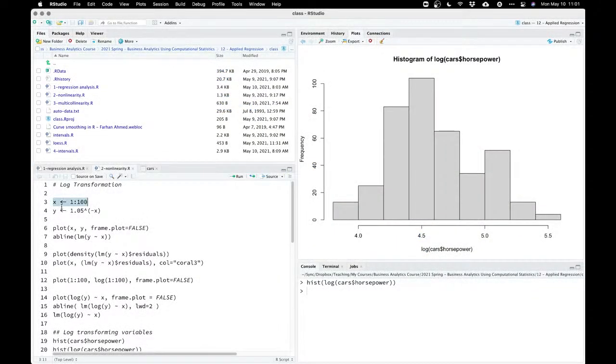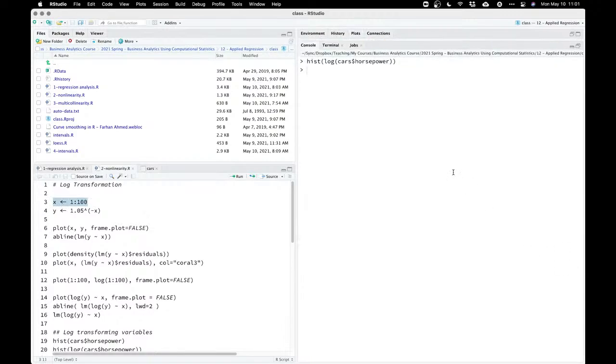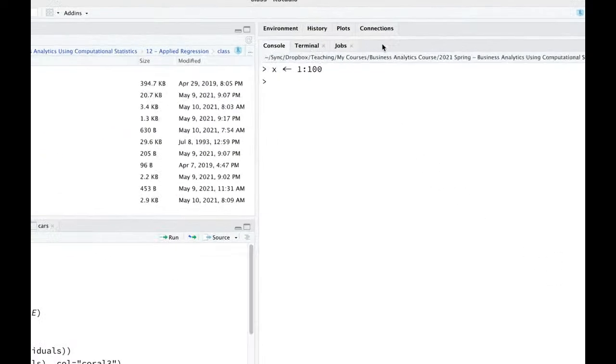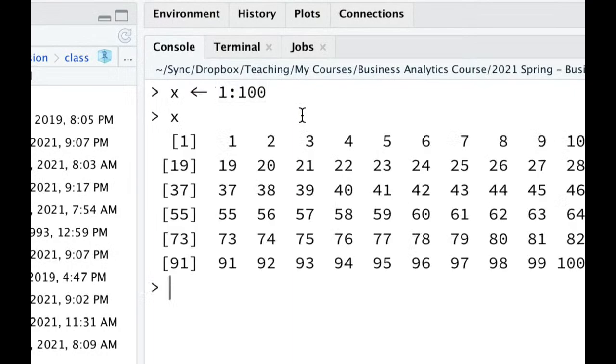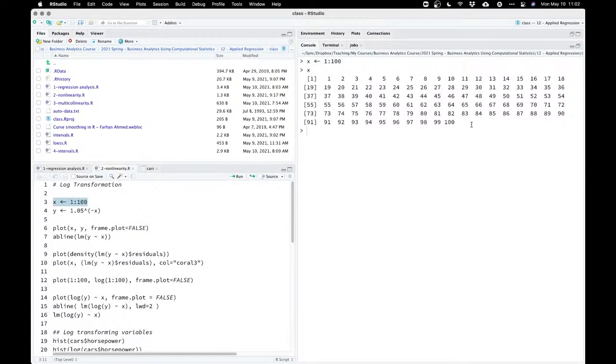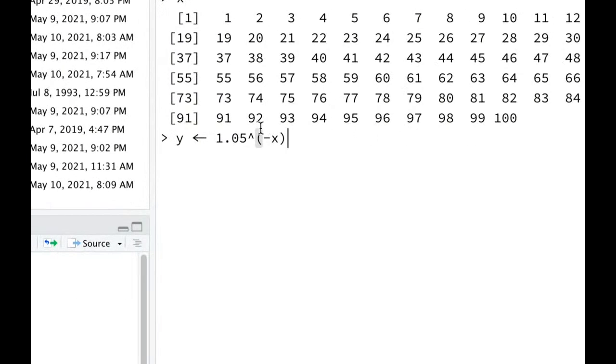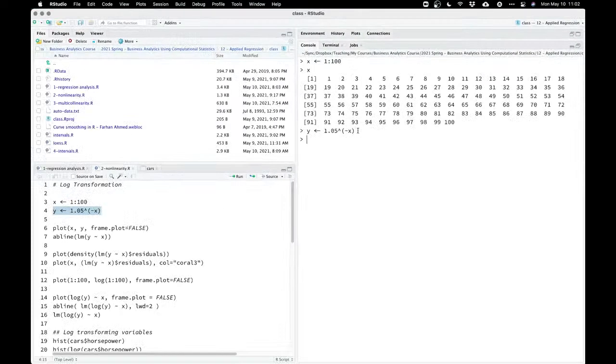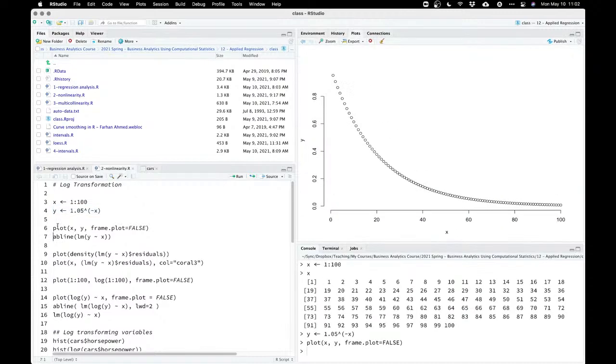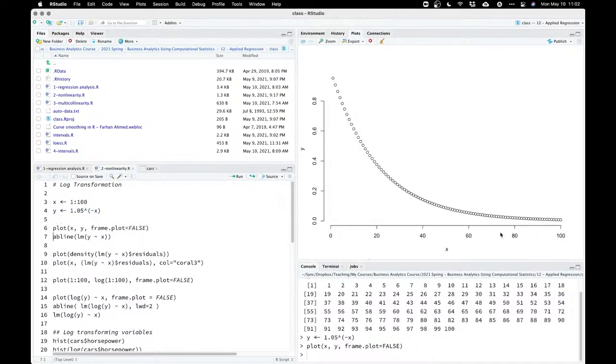So let's start by creating some artificial x values. Okay. So x is just a sequence of 1 to 100. These are some artificial x values, no actual data. And I'm going to create a non-normal y value. So y's are going to be the value 1.05 raised to the power negative x. So this is an exponential relationship between x's and y's, okay? And let's plot what it looks like. It looks like this, all right?